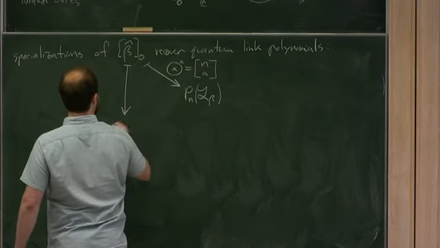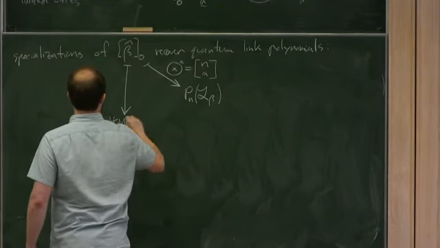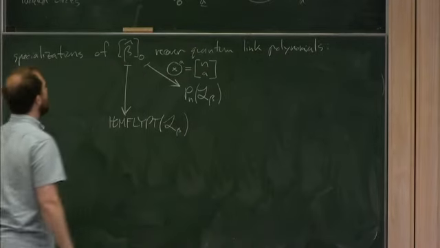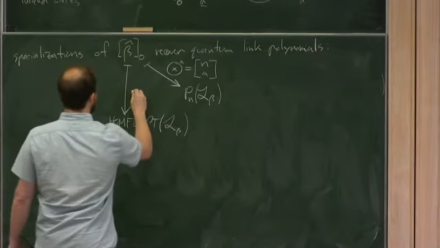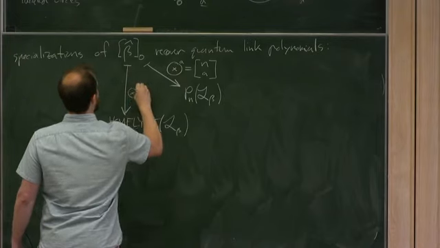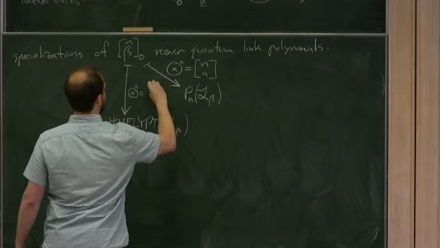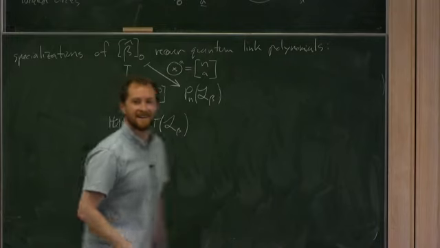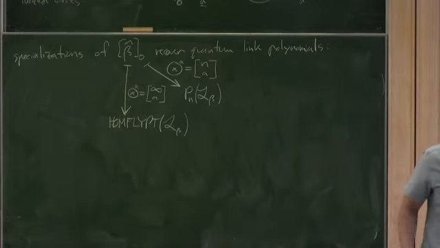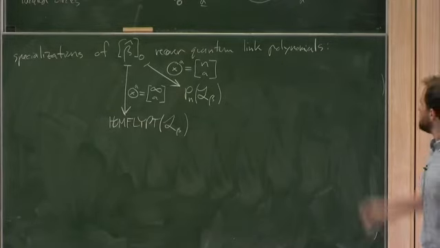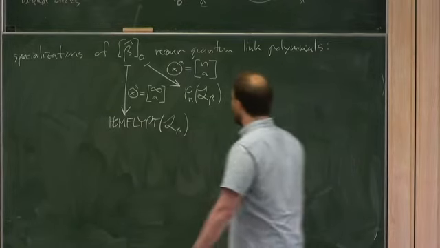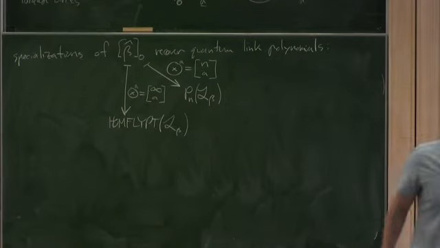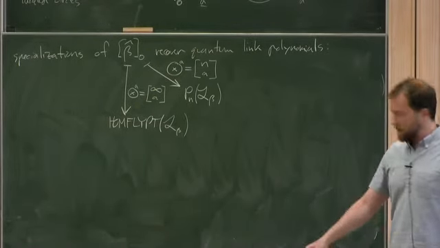You can also get the HOMFLY polynomial. Maybe let me be a little vague here. You can think about a way to make precise infinity choose A. If you want me to make that precise, I can, but it's the HOMFLY polynomial of the wedge A colored unknot. And you get back the HOMFLY polynomial.